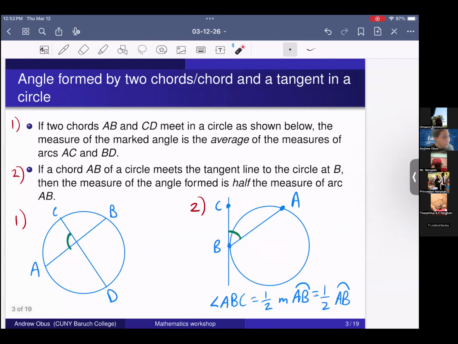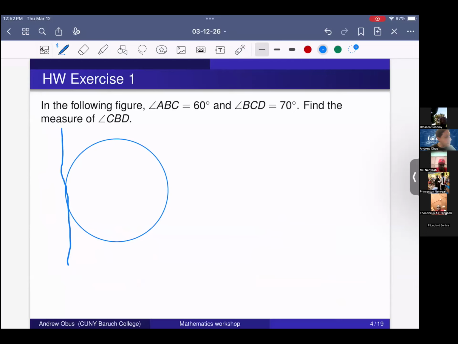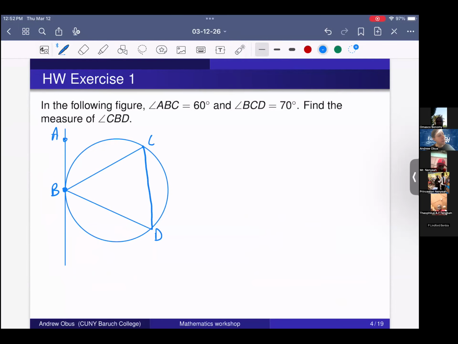Okay. So at this point now we can go and do the exercises, which I think Princeton submitted the solutions to. So let me draw the figure here. In this figure we have a circle and I have a tangent line like this. This is going to be A and this is going to be B where the tangent line hits the circle. This is going to be C. Okay, and then I have D. And then I drew the line from C to D. So I'm drawing a triangle here.